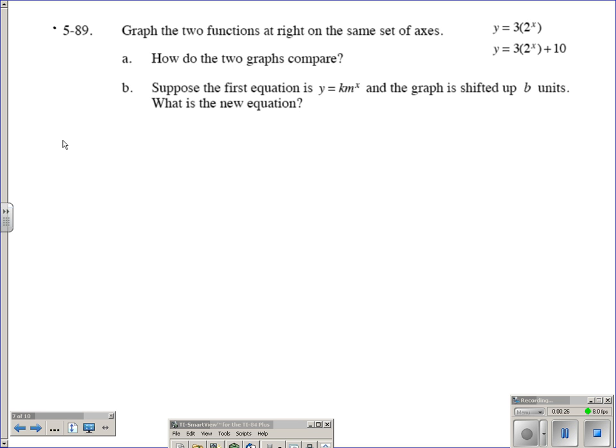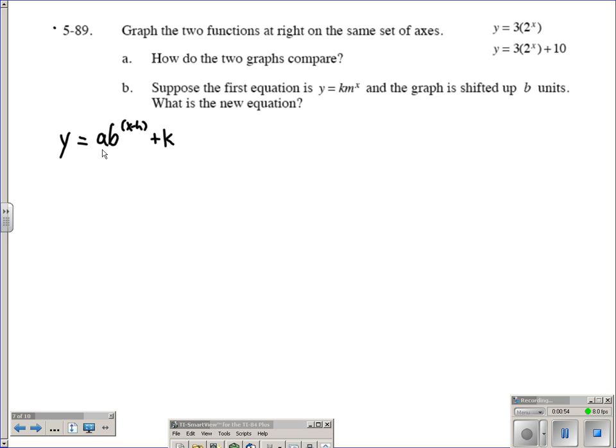So once again, this goes back to when we were transforming our parent functions. If we think about it, we have y equals a times b to the power of x minus h, and then we're going to say plus k. Remember, each of the parameters, our a, our h, and our k, all affect the shape of our exponential curve.